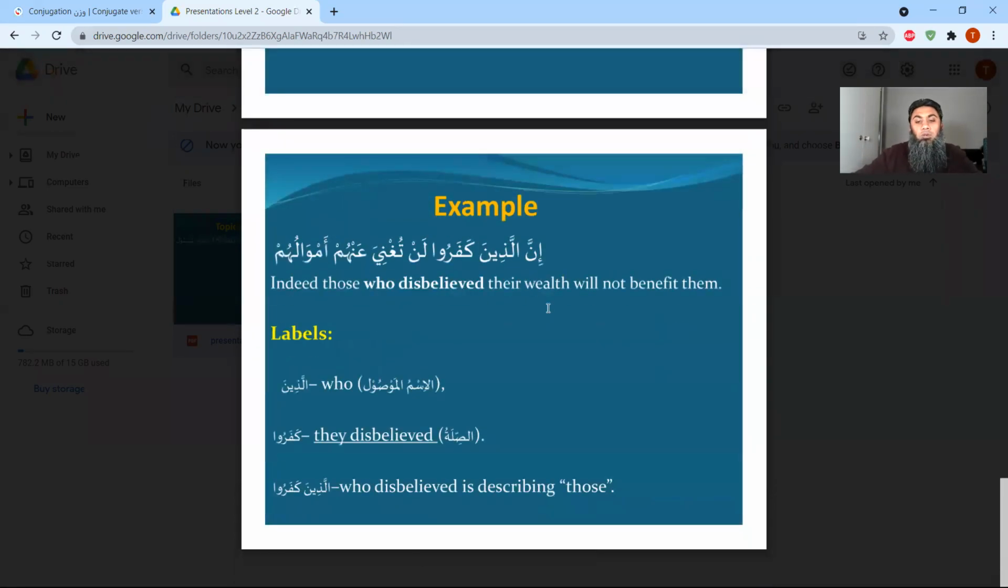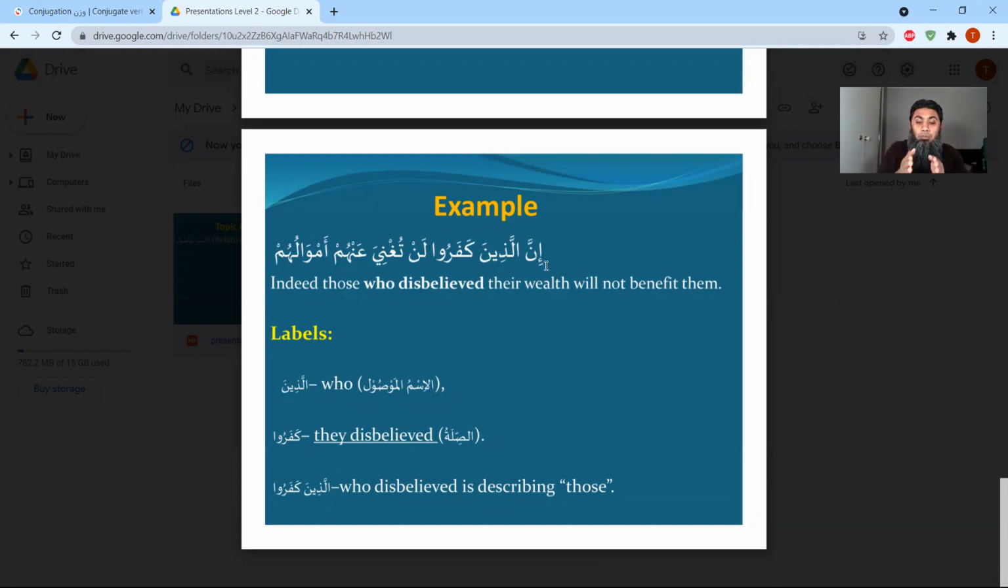Look at this example now. Inna allazina kafaru la tughniya anhum amwaluhum. Now, inna, please pay attention everyone. Inna, sentence starts with inna. So inna will become the mubtada. And now you need the ism of inna. As the ism of inna, what have you got? Allazina. So this allazina is playing the role of ism of inna.